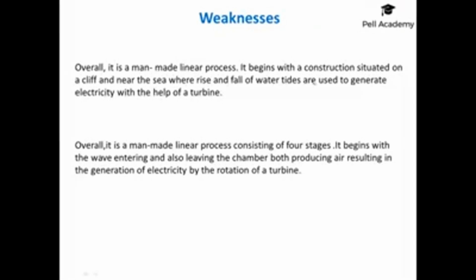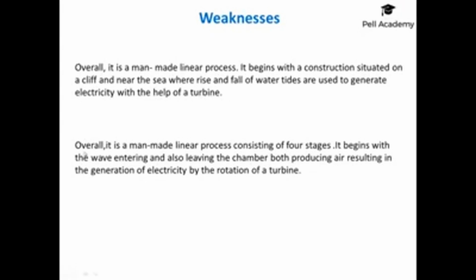Where rise and fall of tides are used to generate electricity with the help of a turbine. Now again, that is correct, but it's not really an overview in that it's just describing what happens, whereas you should really be considering what Chris said about how many stages, linear, man-made, what happens at the start, what happens at the end, and all those questions. So you've just overlooked it here. This is still an acceptable overview, but I think the approach has made it more confusing, especially for the reader or the examiner.